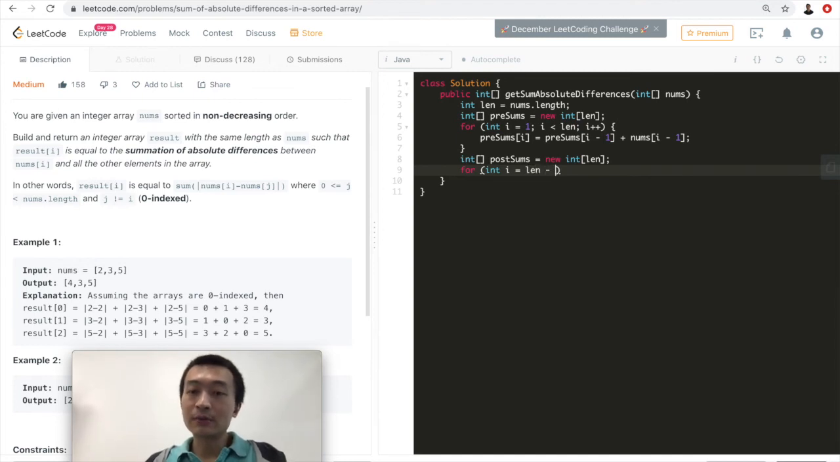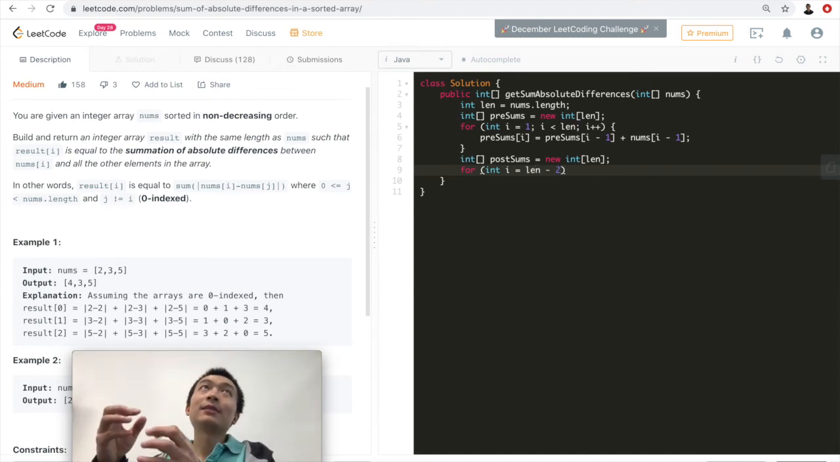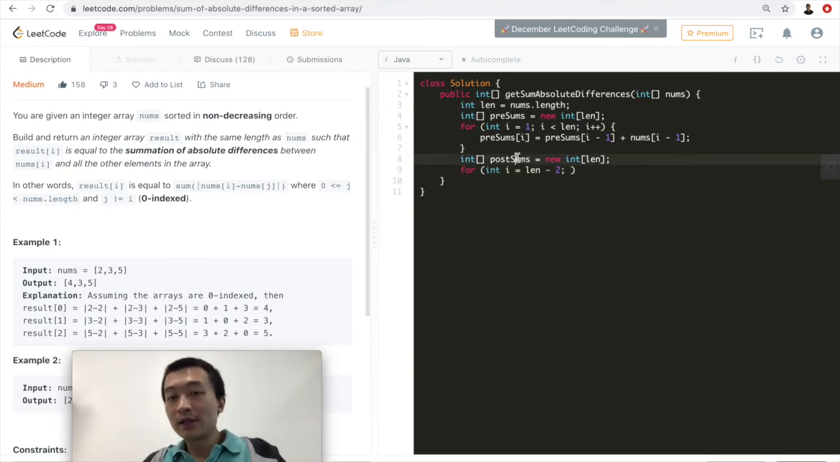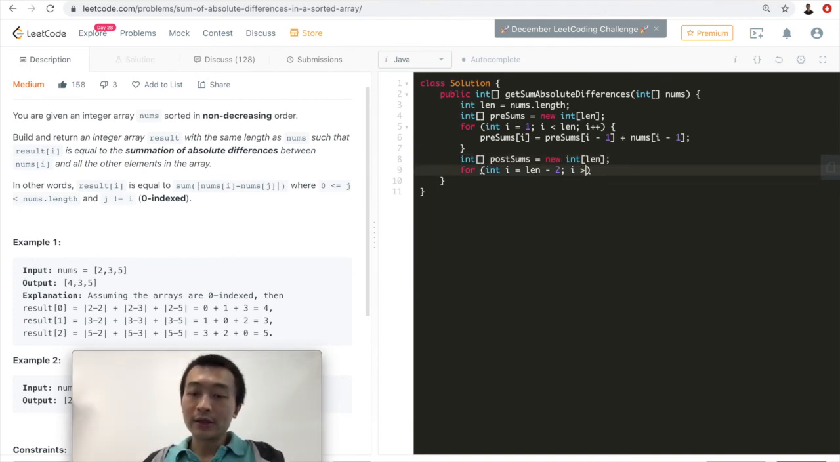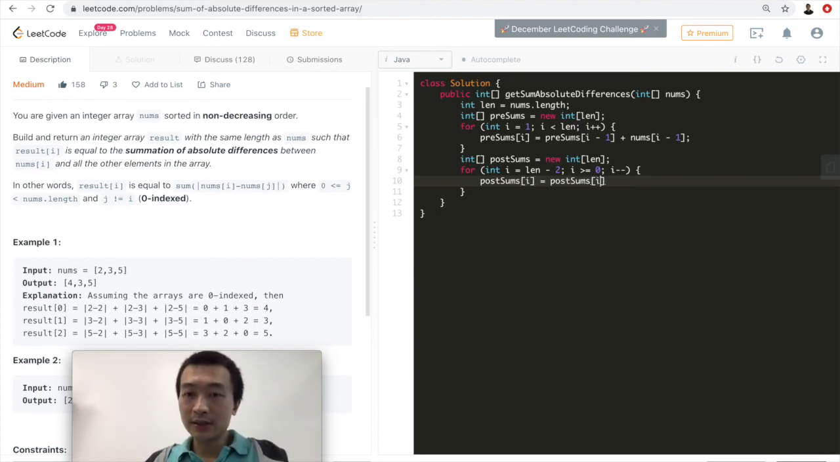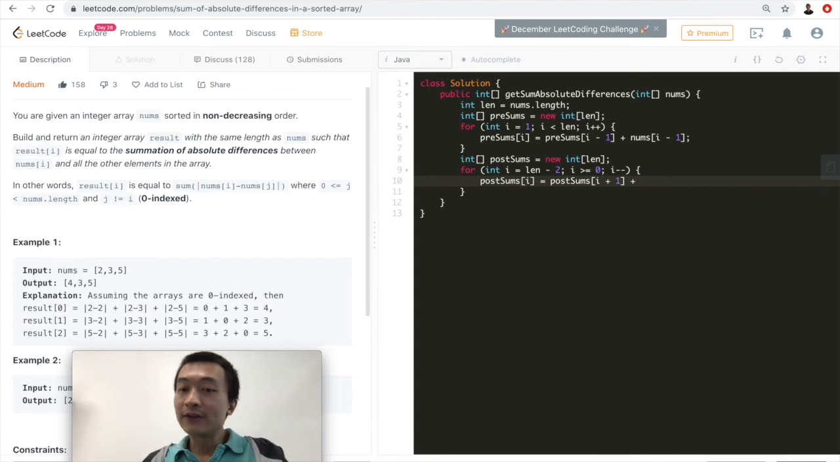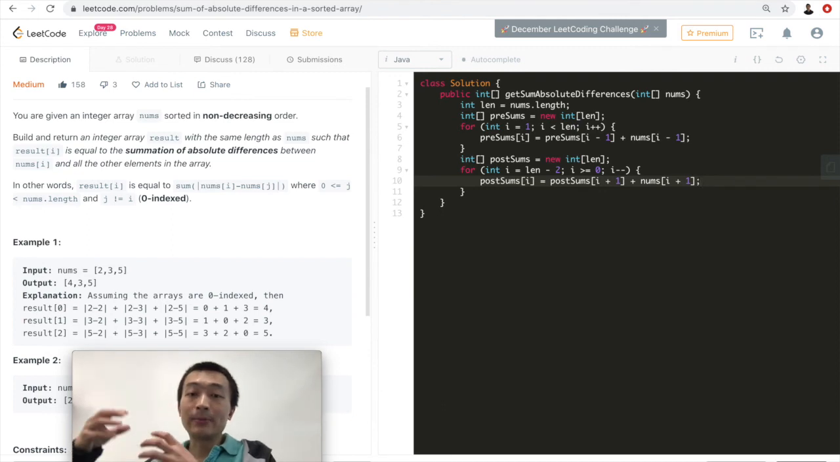The post sums will start from the element prior to the last element, because the very last element is len minus 1, but that one is 0, so we don't need to do anything. Once we initialize an array, all of the elements are initialized to 0. Now we have I minus minus, I greater than or equal to 0. So how we calculate post sums is this. We just use this formula, post sums I plus 1, the element on the right side, the sum of that and this element. So this is how we calculate the post sums.